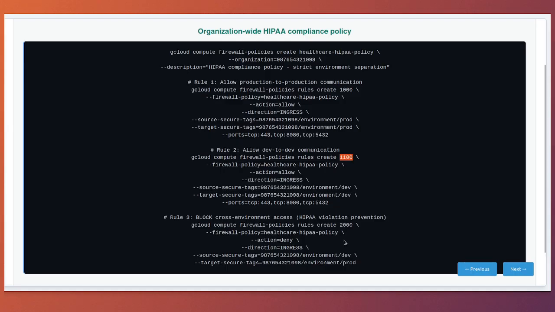Rule 2000 is the critical security control. It explicitly denies traffic from development resources to production resources. This prevents any accidental or intentional access to real patient data from development systems. What makes this powerful is that these rules are enforced automatically by the infrastructure. David doesn't need to think about firewall rules when deploying applications. The network simply enforces Maria's security policies based on the tags.